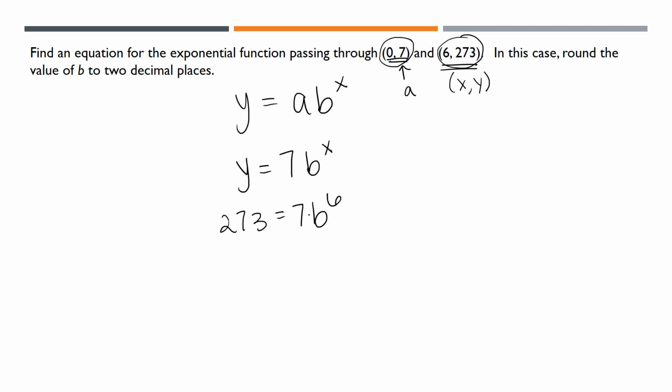This time I'm going to solve this equation. I'm going to divide by 7. 273 divided by 7 is actually 39. I could certainly leave it as a fraction if it doesn't divide evenly. And now I want to take a 6th root on both sides, or in our rational exponent notation, I could take this to a 1/6 power.